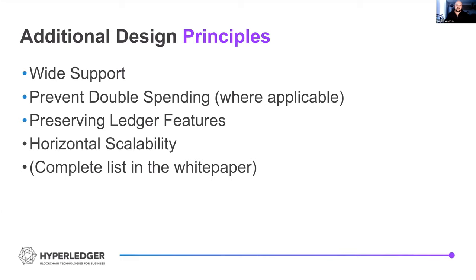Horizontal scalability, very important. We need this because it is derived from our performance goal, which states that we never want to be the bottleneck. However fast the ledgers we are connecting are, we want to be able to handle the transaction load that those ledgers can handle.